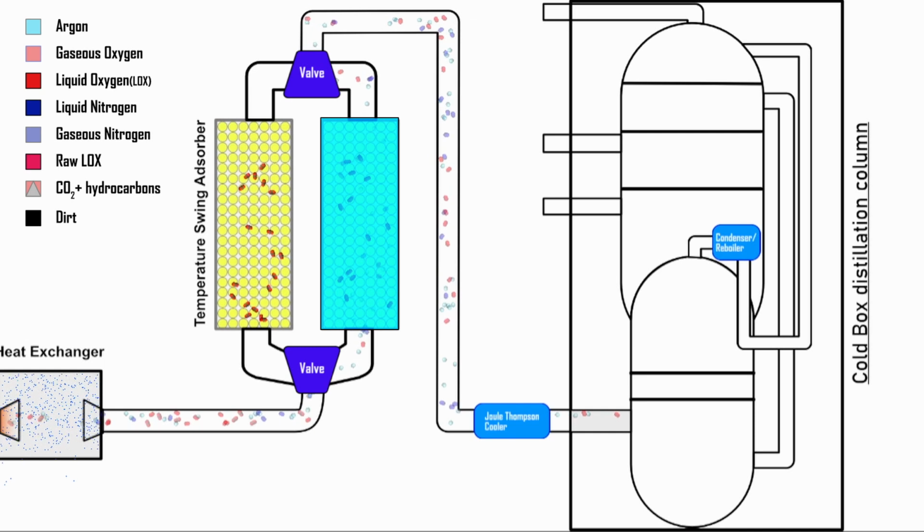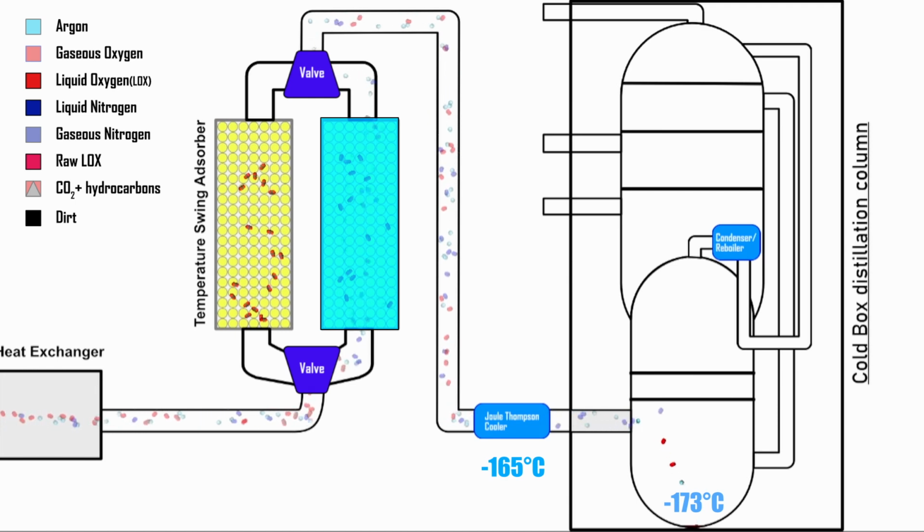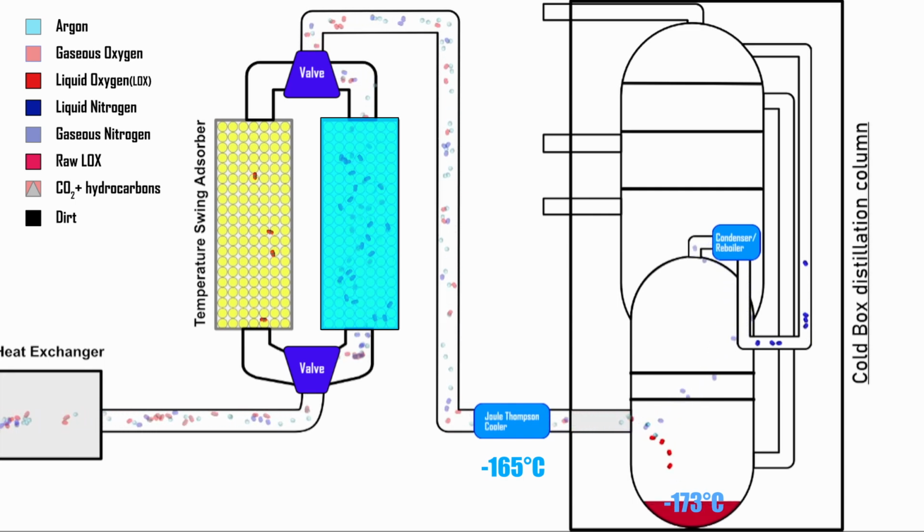We now introduce this cooled air into the cold box. This is where the air separation actually happens. The cold box has 2 chambers, high pressure at the bottom and low pressure at the top. The bottom section is pre-cooled to minus 173 degrees Celsius. When the cooled air enters this chamber, the oxygen and argon will liquefy at the bottom. This liquid is also called crude liquid oxygen, or crude LOX.